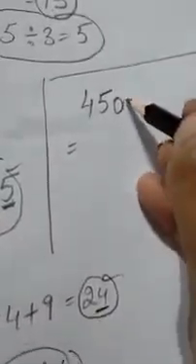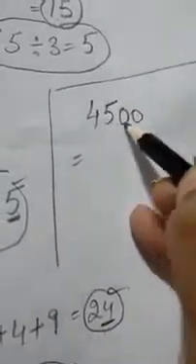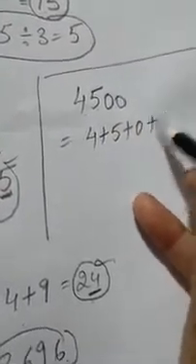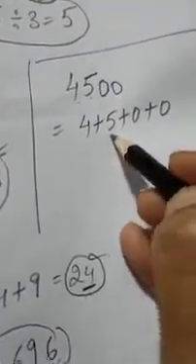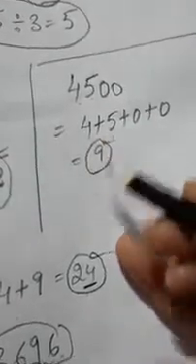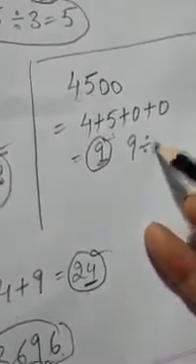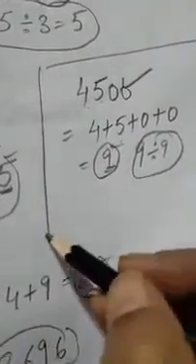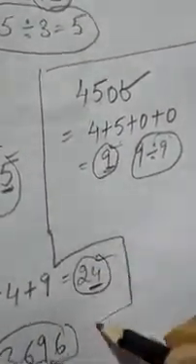See here, sum of the digits, 4 plus 5 plus 0 plus 0. 4 plus 5, 9. Sum of the digits is 9. 9 is divisible by 9. Yes, so this number is divisible by 9.